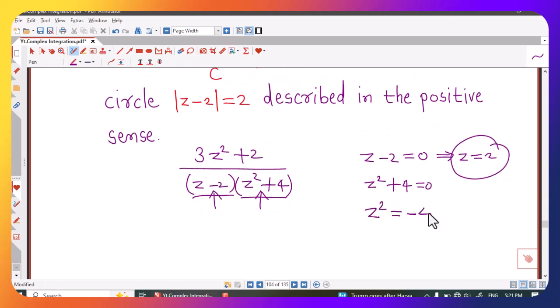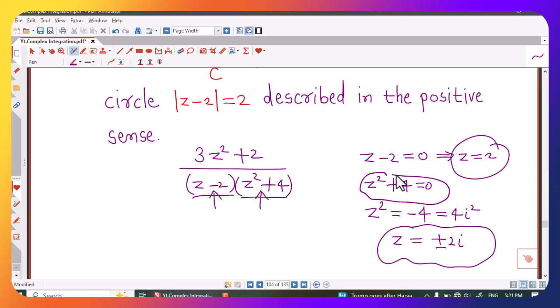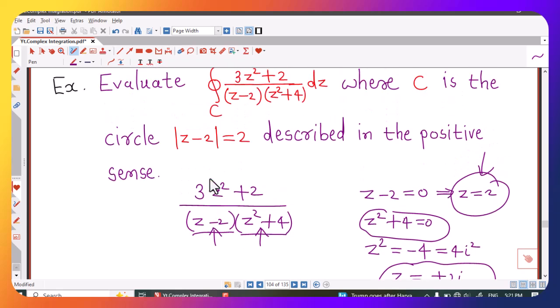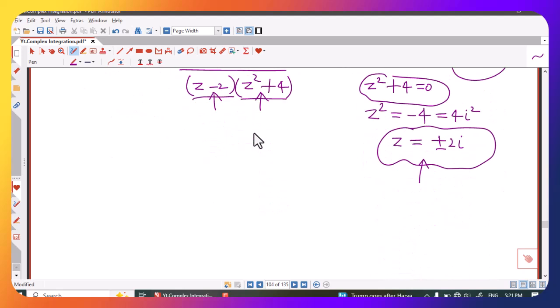z square plus 4 equal to 0 can be rewritten as z square equal to minus 4, and if we use minus 1 equal to i square, then we have z equal to plus or minus 2i. So when z is either 2i or minus 2i, z square plus 4 becomes 0. So this function is not analytic at 3 points: z equal to 2, z equal to 2i, and z equal to minus 2i. Now we check whether all these points are inside or outside the given circle, which is a circle with center 2 and radius 2.